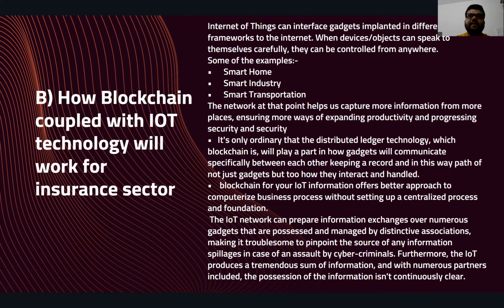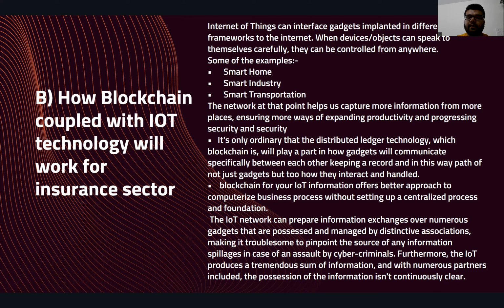So the Internet of Things can connect devices embedded in different systems to the Internet. When device objects can represent themselves digitally, they can be controlled from anywhere. Some examples are smart home, smart industries, smart transportation. The network at this point helps us capture more information from more places, ensuring more ways of expanding productivity and improving security. And moving on to the next point, it's only natural that distributed ledger technology, which blockchain is, will play a part in how devices communicate, especially between each other, keeping a record, and in this way, a track of not just devices but how they interact and handle.